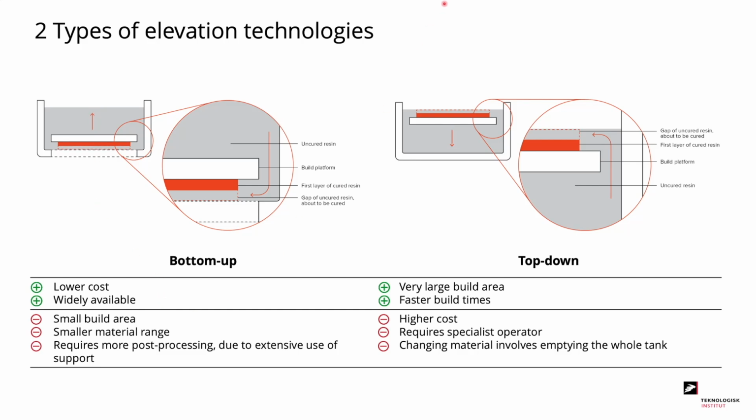For top-down, the light source hits from above. You print on the top of the platform and the platform is lowered during the build. The benefit of top-down is that you have a very large build area and faster build times. There are different downsides to the 2 elevation technologies, which you can see below here.